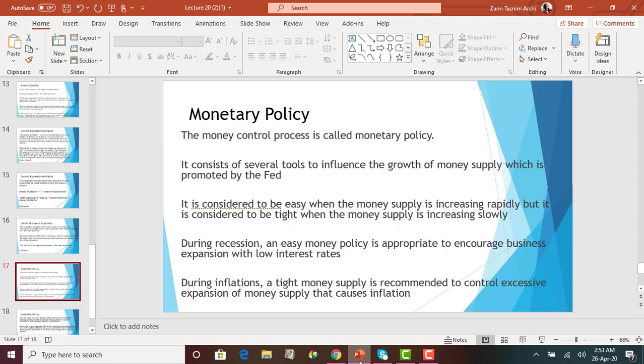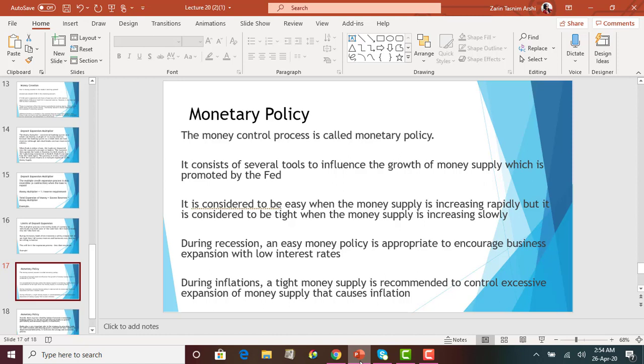So again, if you look at the required reserve rate, if it's 20%, that means money supply will decrease. If it's 10%, money supply will go up. So the higher the required reserve, the lower the money supply; the lower the required reserve, the higher the money supply. But we will talk in detail about these in the next chapter, chapter 12. There are basically several tools to control the money supply.